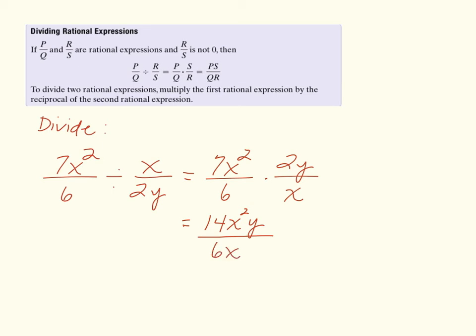So now you can see that, well, what cancels? Well, a 2 will divide into 14 7 times. 2 will divide into 6 3 times. This x in the denominator cancels with one of the x's at the top. Okay? And then the y remains where it is. So we have 7xy in the numerator all over 3 in the denominator. So it just changed to multiplication, and you do the exact same thing you did before when multiplying.